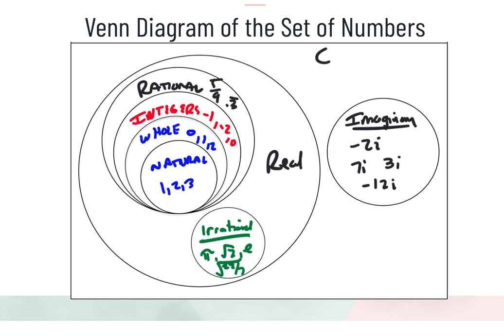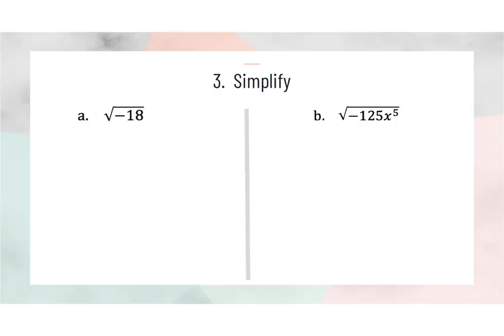Then outside of that, we have what's called complex numbers. Complex numbers are a combination of real and imaginary. So a complex number, easy example, 4i plus 3. Or, 2 plus 5i. Those would be considered complex numbers. So how do they work?